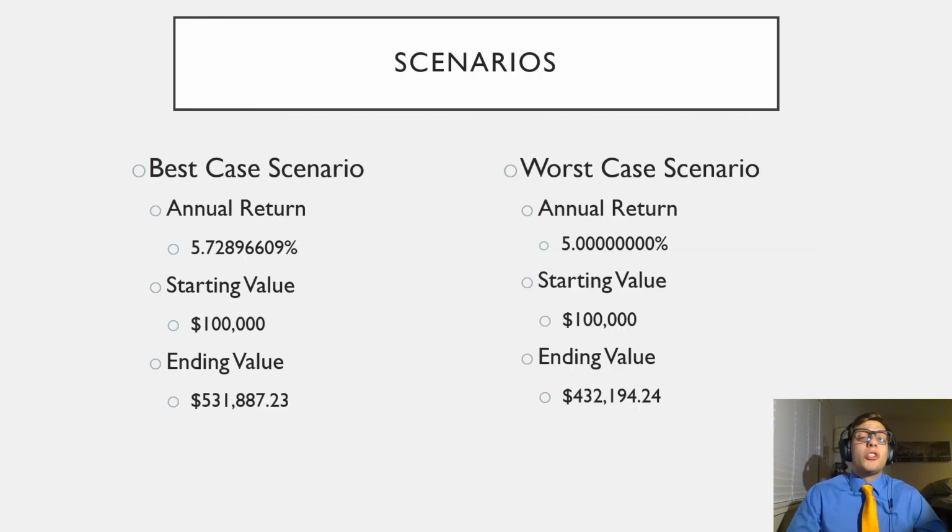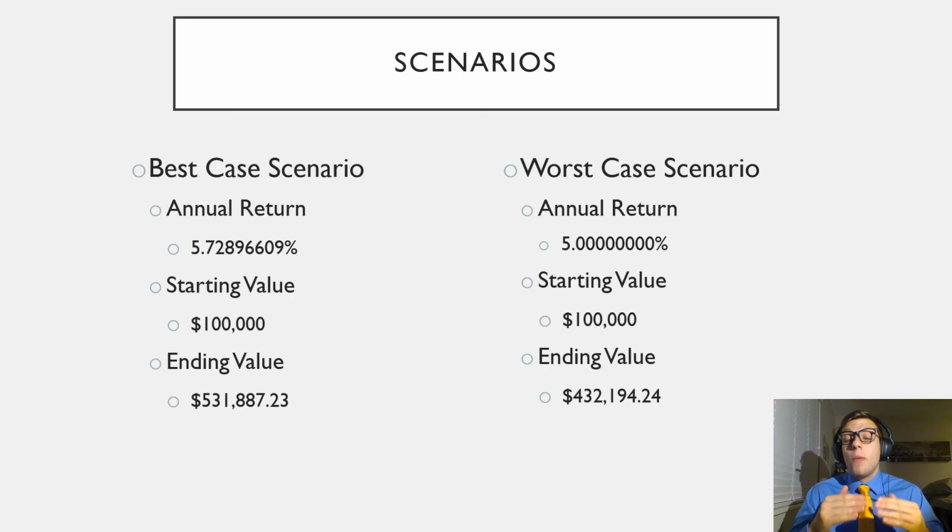We can look at our scenarios with this investment. In our best case scenario, we look at an annual return based on our investments of about 5.73%. And so with our starting value of $100,000, that gives us an ending value of $531,000, which is over 25% over our $425,000 goal. Looking at the worst case scenario with our fund allocation, we look at an annual return of about 5%. And this is how we got those crazy numbers in the percentage of how we invest.